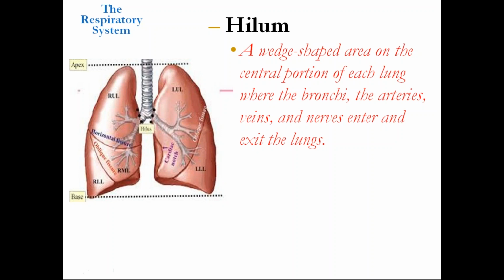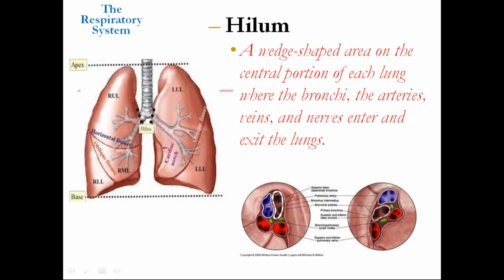Which arteries and veins? Look at this, the pulmonary artery. The pulmonary artery coming from the right ventricle is going to divide and go to the right and left lung. And when they make the gas exchange, they come back through the pulmonary veins. So they are going out from the hilum. And the pulmonary veins, we already know, go to the left atrium. So this is a hilum.